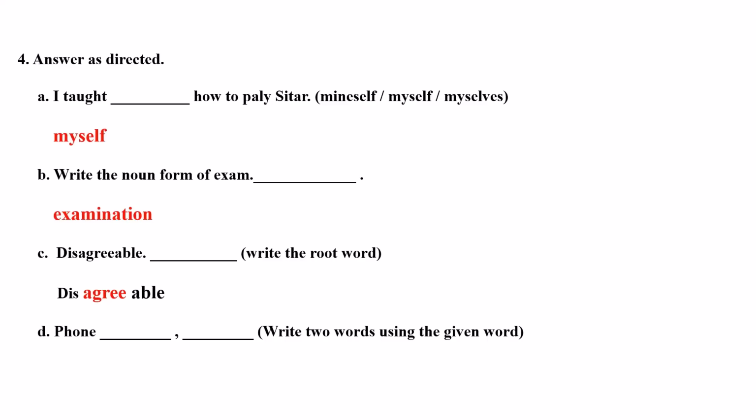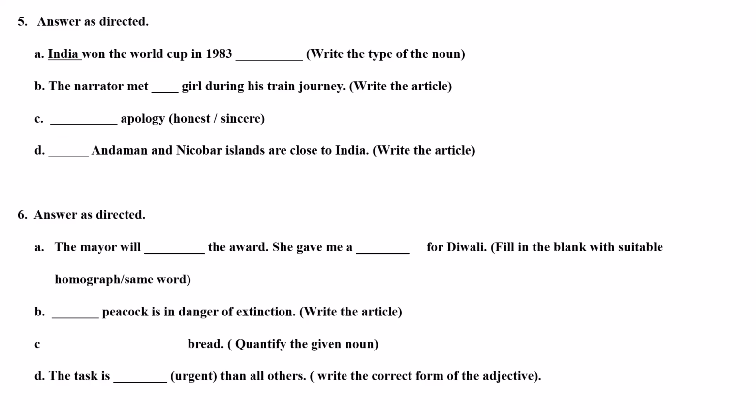Phone, write two words using the given words. Telephone, cell phone, or any other words you can write, students. Next question. India won the World Cup in 1983. Write the type of noun. So type of the noun you have to write here. So India, what type of noun? It is a proper noun because it's the name.